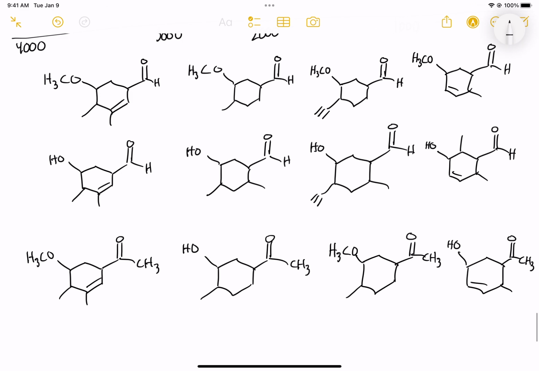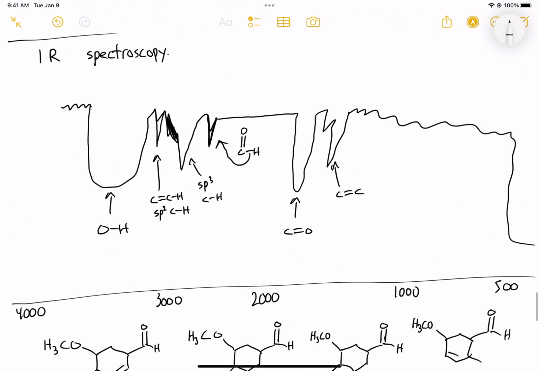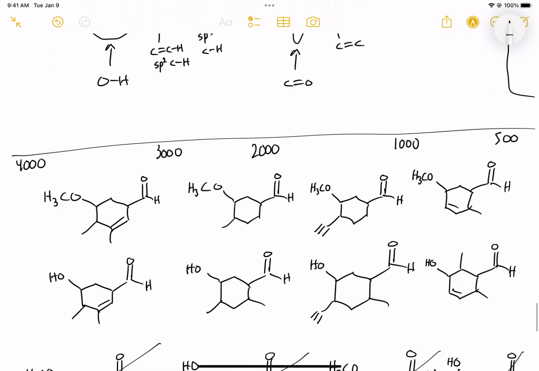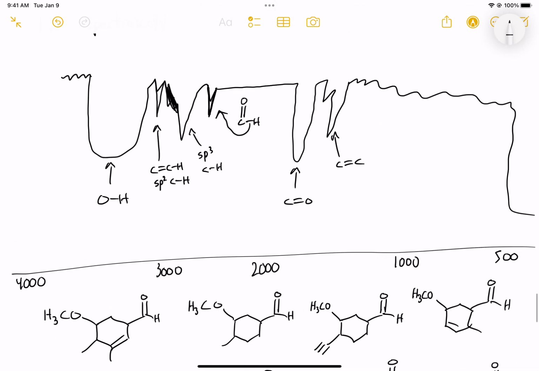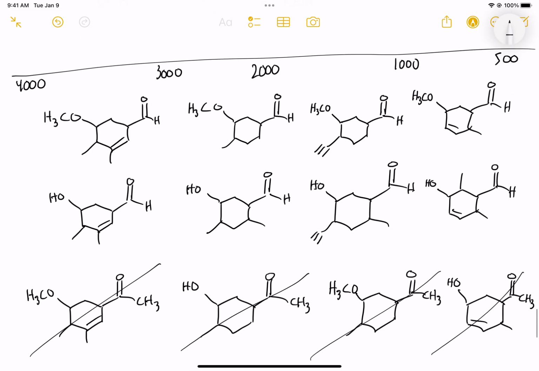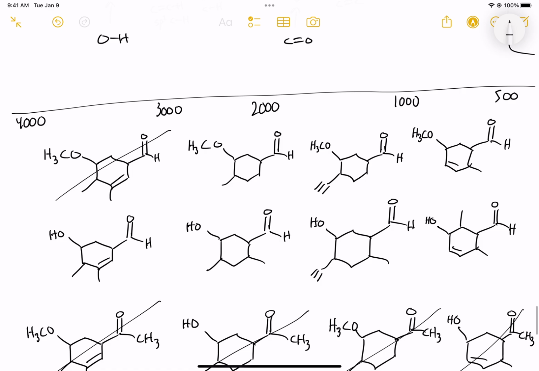So let's just summarize what we have. We have an OH, an alkene CH bond, an alkene double bond, a C double bond O, and an aldehyde CH bond. So we can eliminate all the ketones because we know we don't have a ketone. It's an aldehyde, so let's eliminate the last row. All right, so we know we have an OH group, so we can eliminate the ones that don't have OH groups. So we can eliminate the first row too.